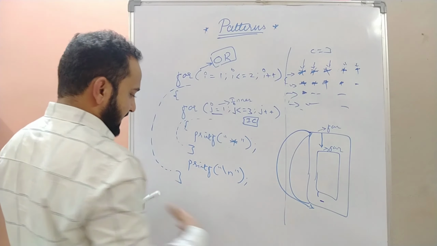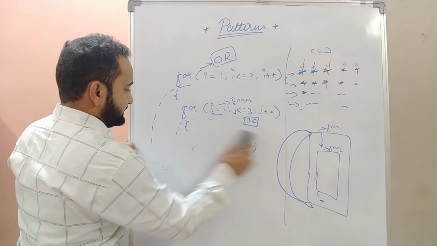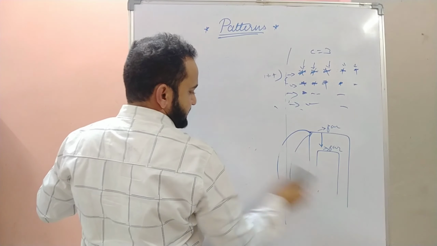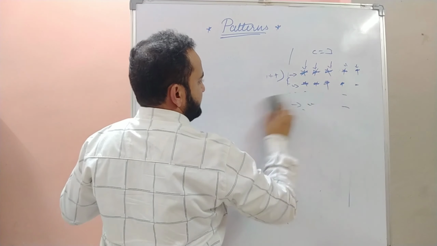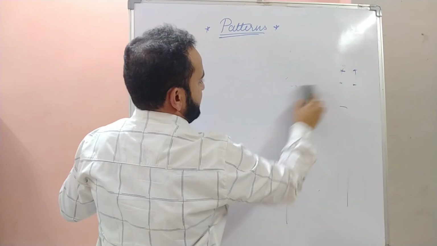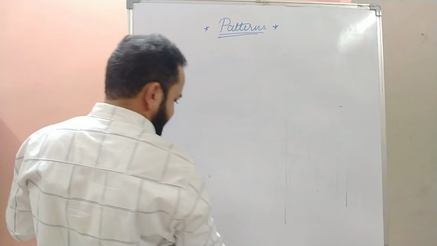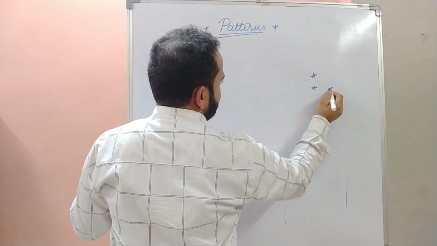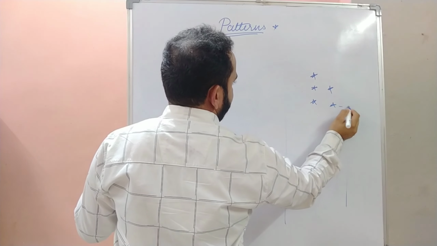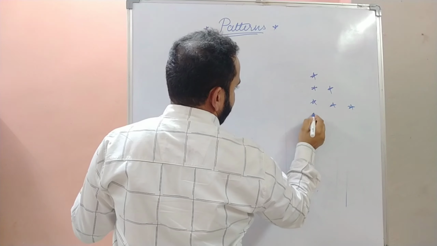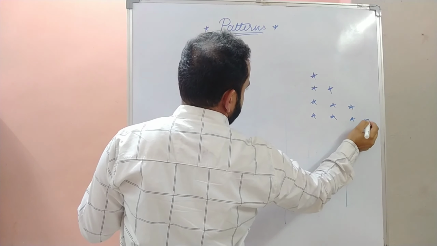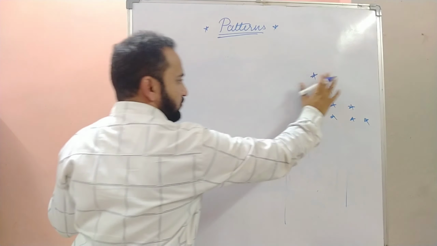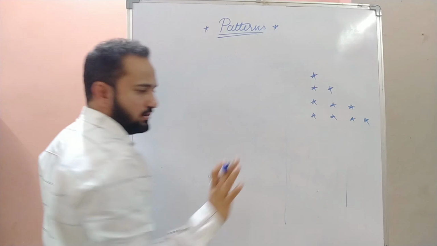Now let's see one pattern that is very important for us. That is, you can say, the backbone of all the patterns. If you understand this pattern, you will get everything. I have a pattern something like this. See the pattern carefully. How many rows, how many columns? 4 rows you have, 4 columns you have.